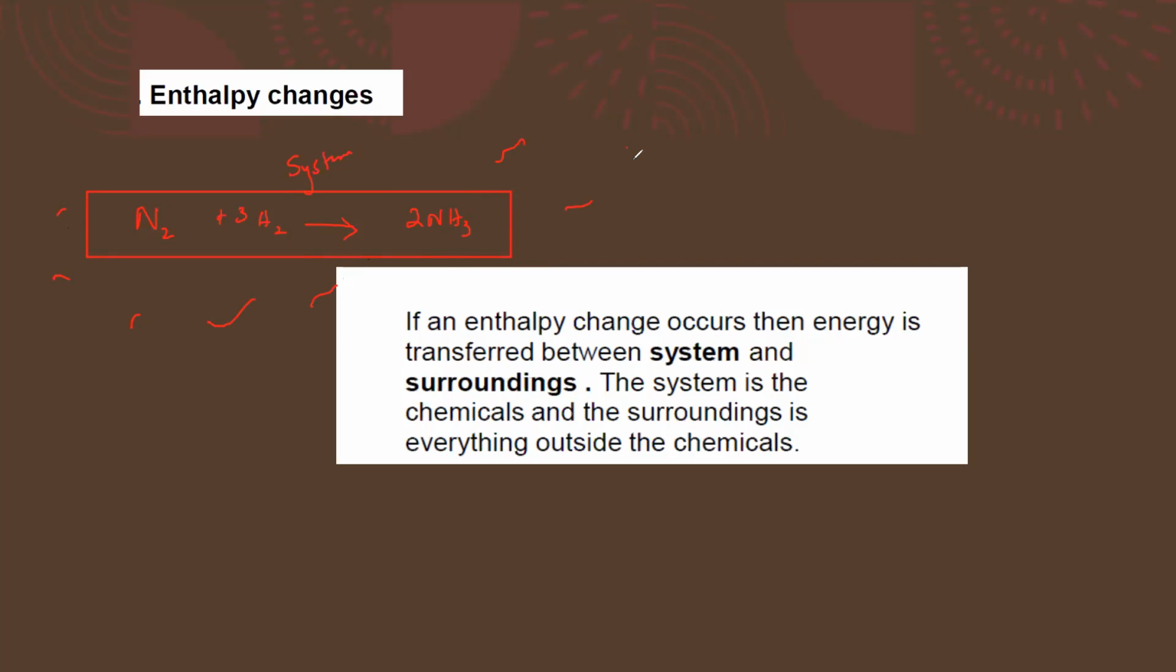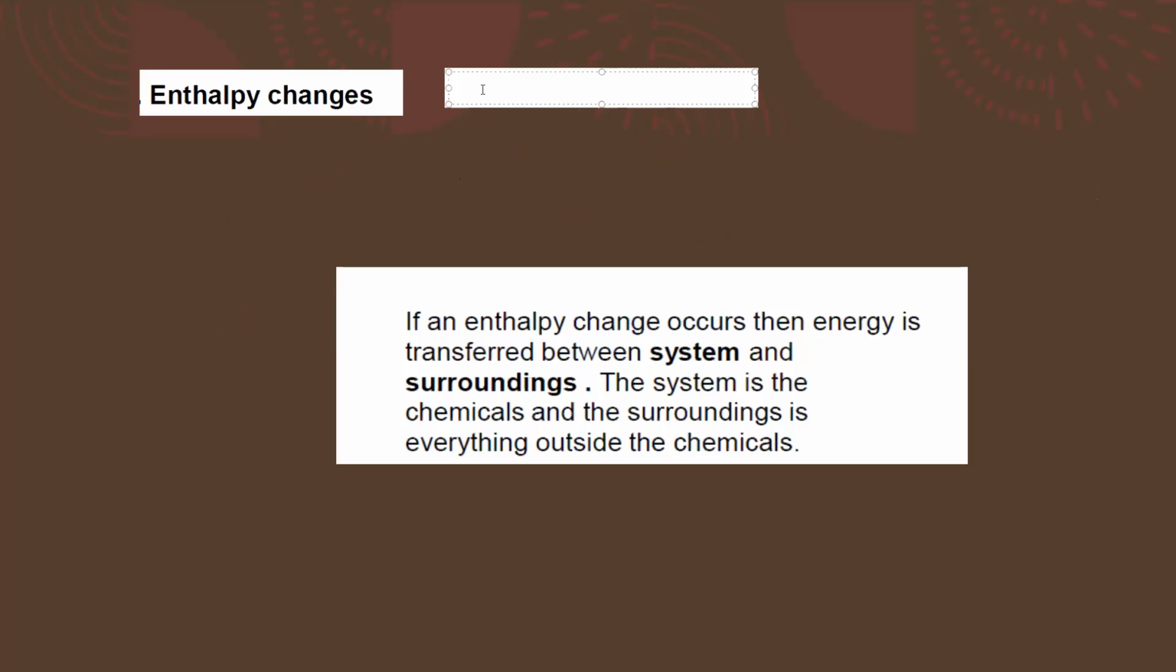So when a chemical reaction occurs, there is a change in energy, or a transfer of energy between system and surrounding, and both possibilities are there. The energy might travel from system to surrounding, or it might enter from surrounding to the system. This change in the energy between the system and the surrounding, we call enthalpy change, or energy change.